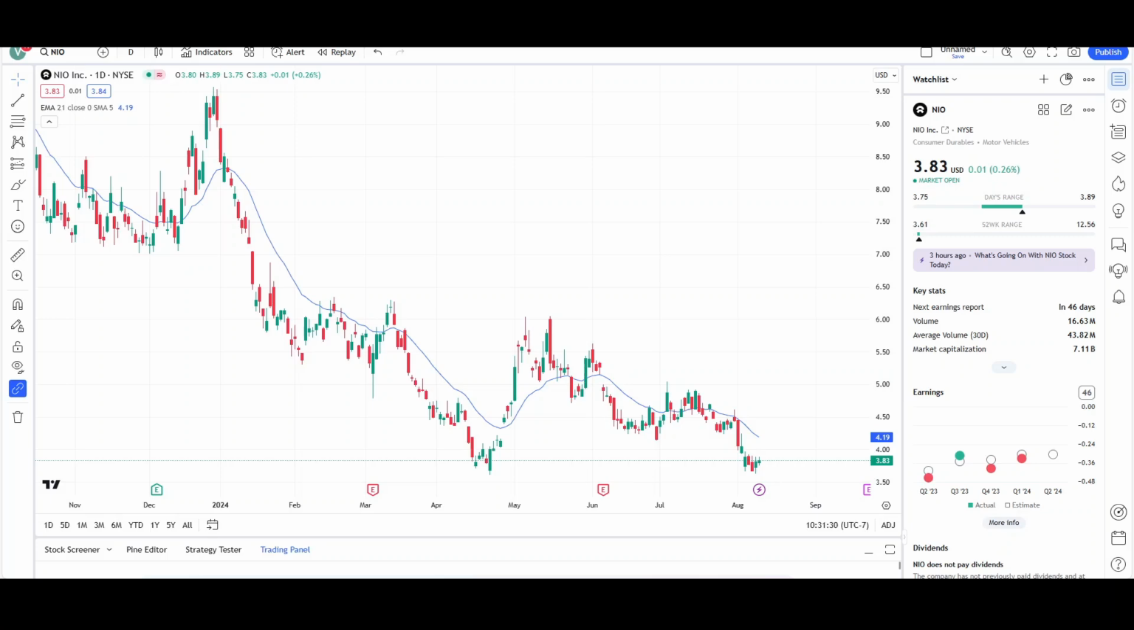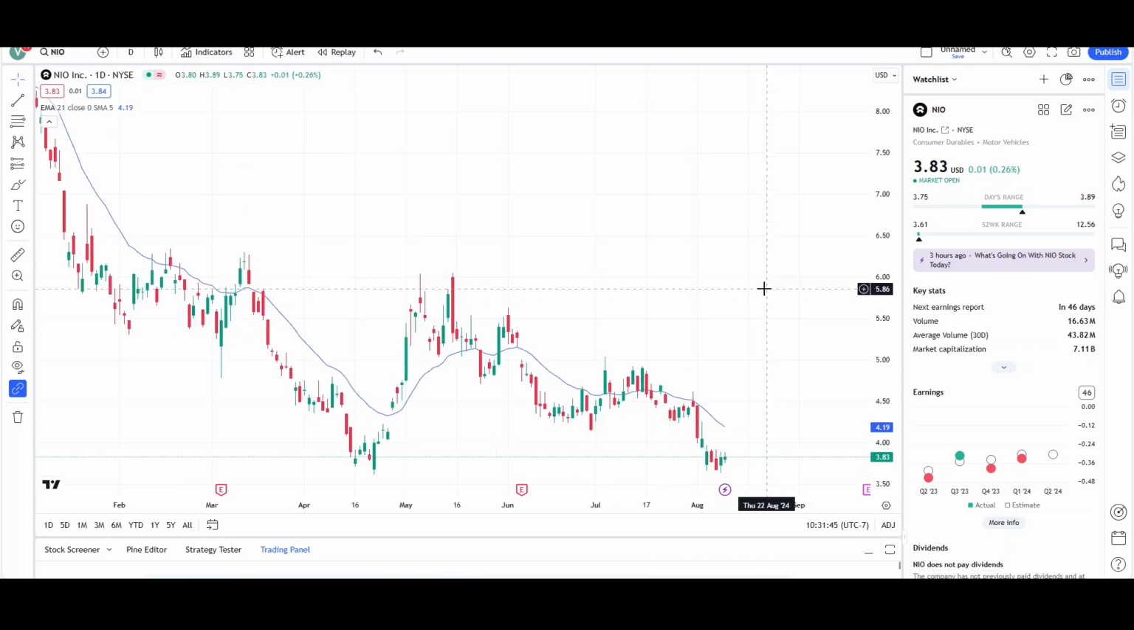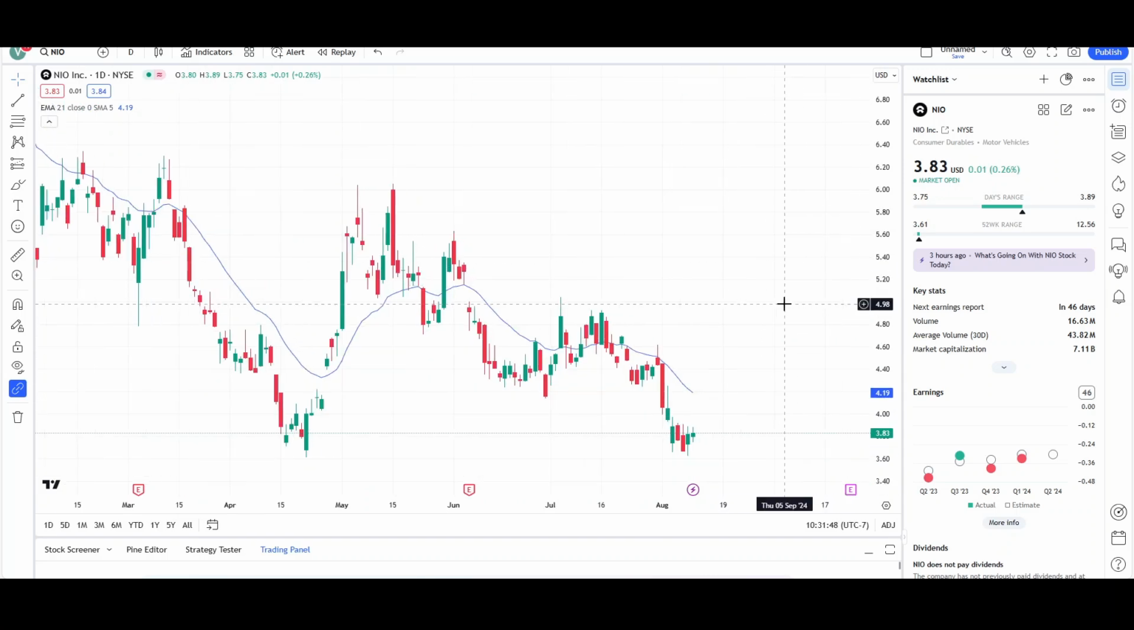I will first be going over what I see on the daily chart and finish the video off with the weekly chart. Last time I looked at NIO was July 26th, so let's see what the price was that time. You see that it was trading right around the low $4 level, the 430s, and then we saw continuation to the downside. Why did we see continuation to the downside?